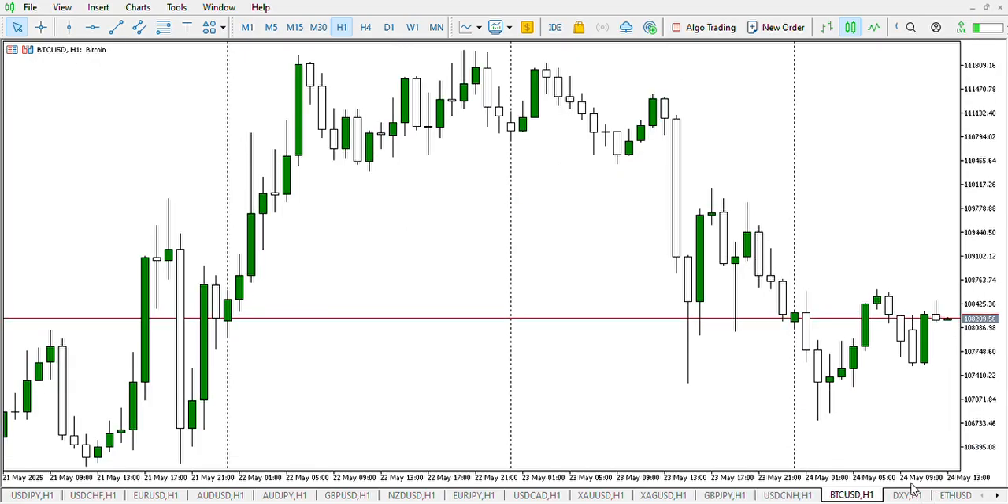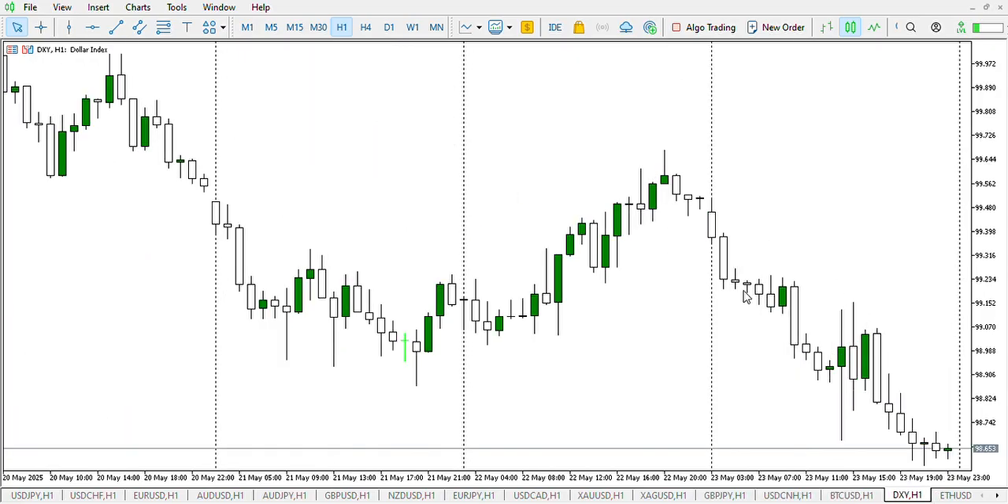So let's check DXY. That is all for that. As always, plan your trade, trade your plan, and most importantly, manage your risk and emotions.